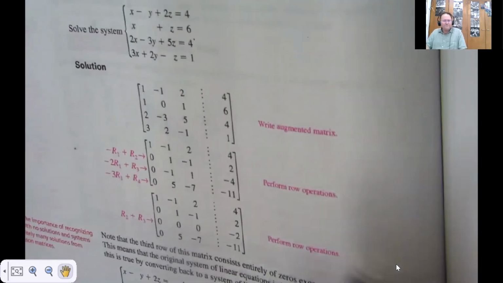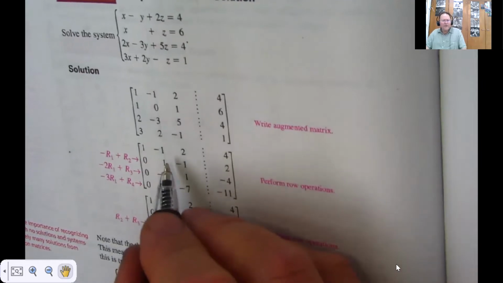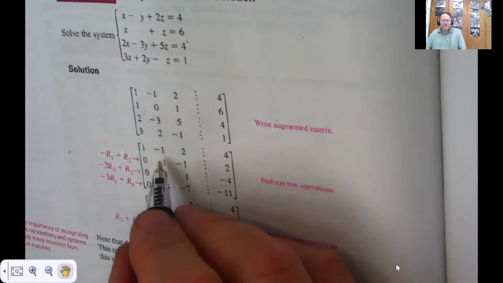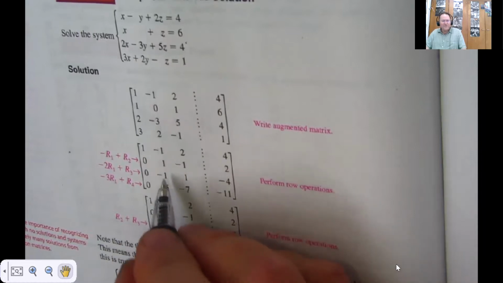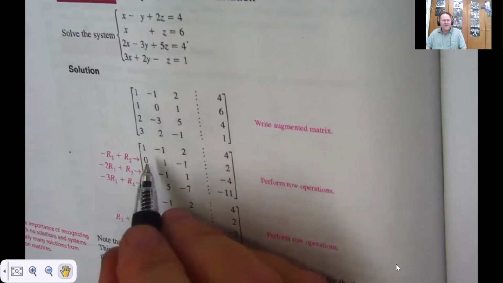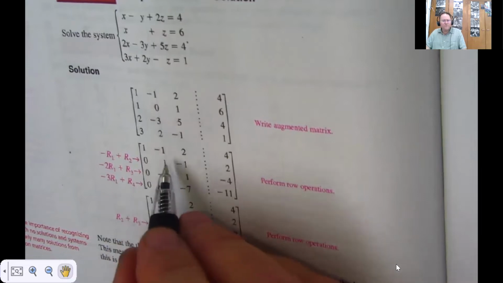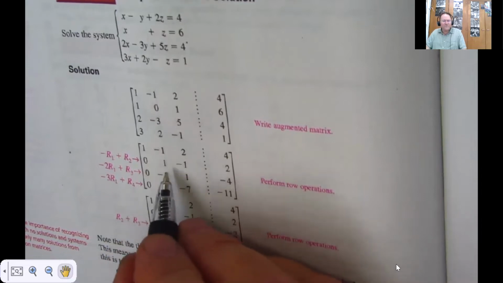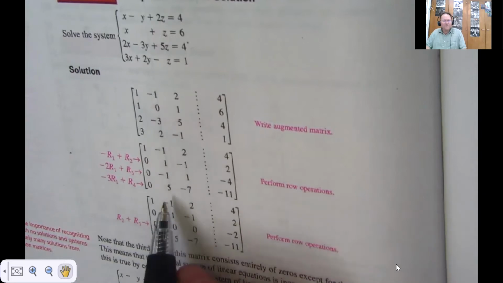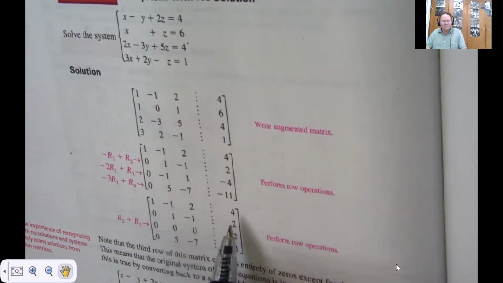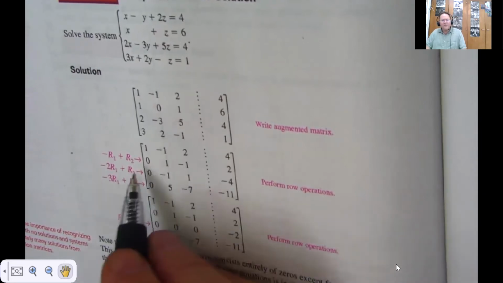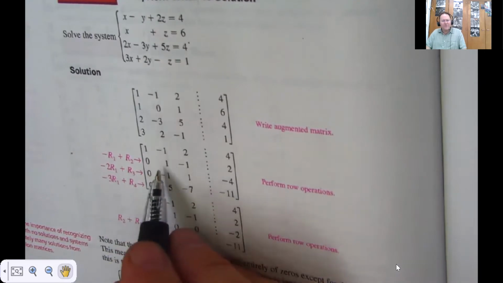What's the next step? The next step is to make that a 1. Hot dog, it already is a 1, right? So that step's already done. So now I need to make everything below it a 0. Well, what I could do is add row 2 to row 3, because then I have 1 and -1. Let's do that. I keep row 1 the same, keep row 2 the same, keep row 4 the same. The only thing I'm going to do is add these two rows, because I'm trying to make that one a 0. Let's do it.